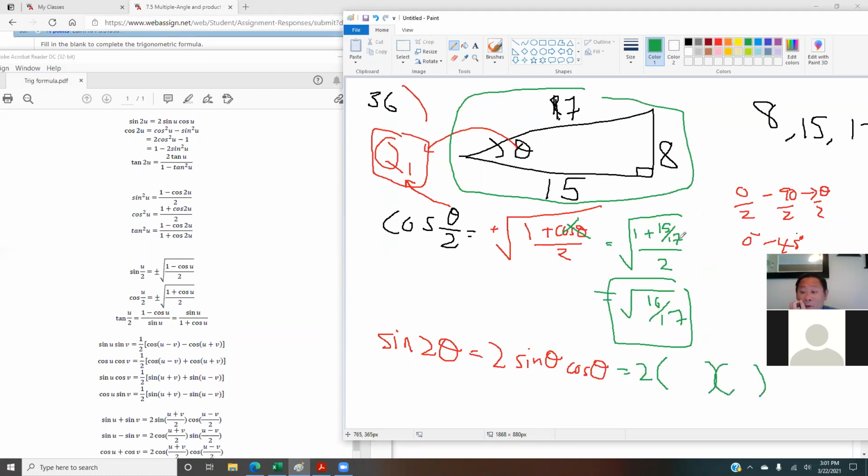Well, cosine theta we know is 15 over 17. That you know. And what is sine theta? 8 over 17. Now you can also use your calculator to do this. Again, use the fraction button. So you just do 2 times 8 over 17 times 15 over 17.